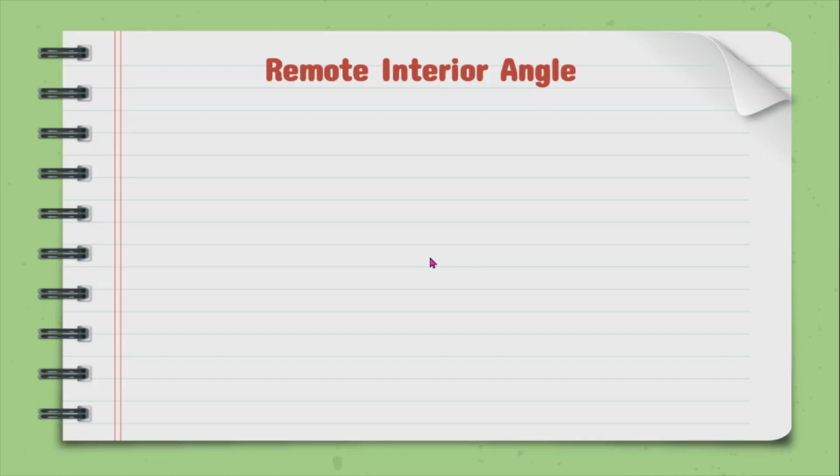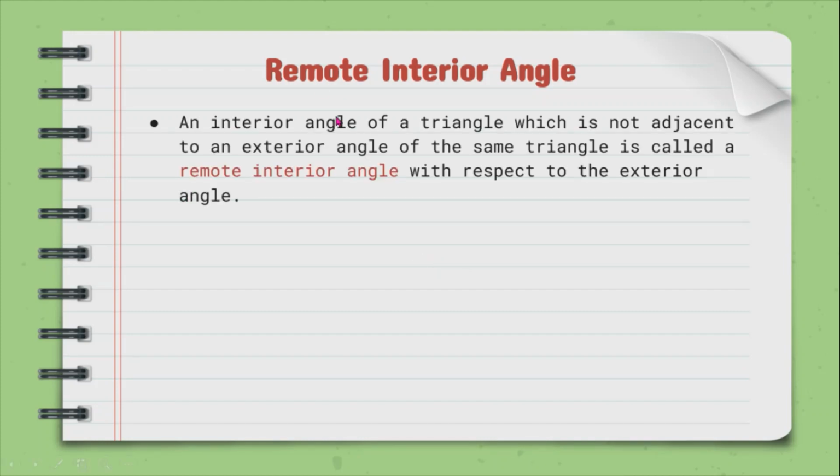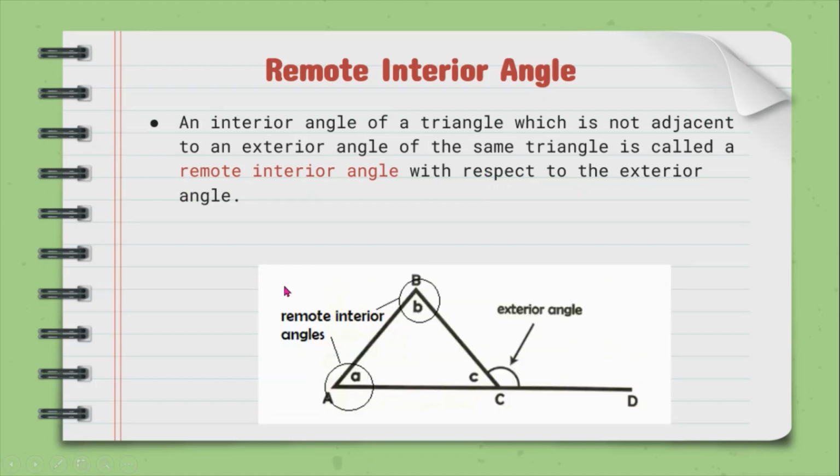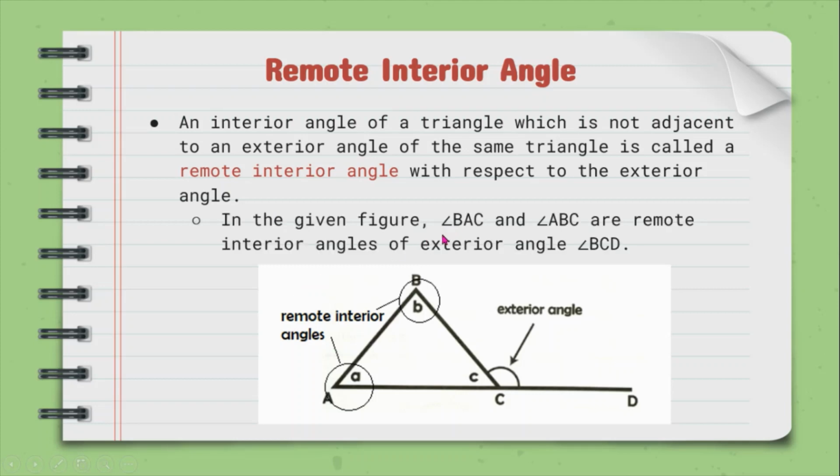Next, remote interior angle. An interior angle of a triangle which is not adjacent to an exterior angle of the same triangle is called a remote interior angle with respect to the exterior angle. So in this illustration, angle BAC and angle ABC here are remote interior angles of this exterior angle BCD since they are not adjacent to the exterior angle.